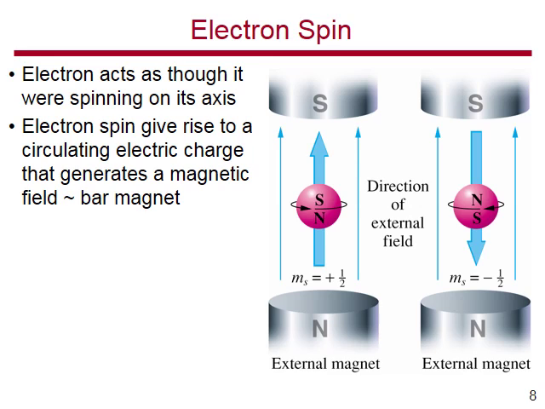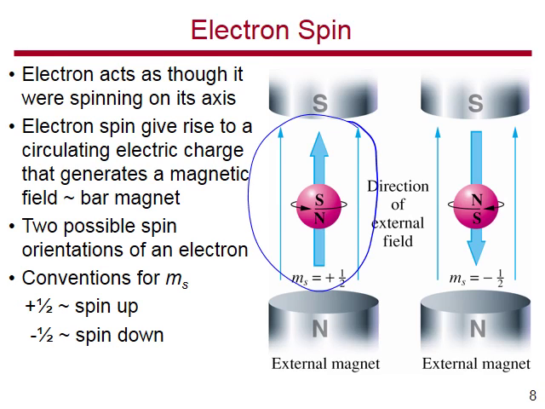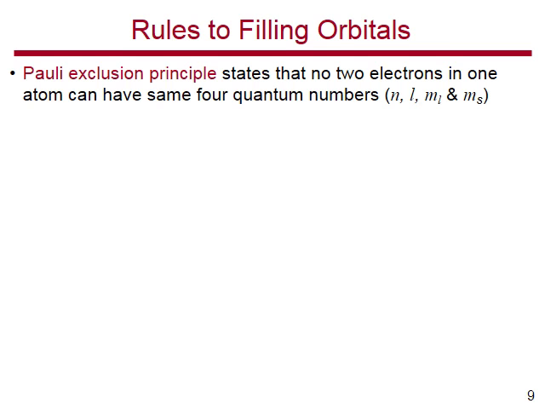Now, in the presence of an external magnetic field, there are two possible orientations of the spin that have been observed. One is the spin-up configuration, which has been assigned the spin quantum number of +½. The other is a spin-down configuration, the spin quantum number of which is assigned as -½. With this knowledge of spin, we can now move to rule number 2, which is the Pauli exclusion principle.